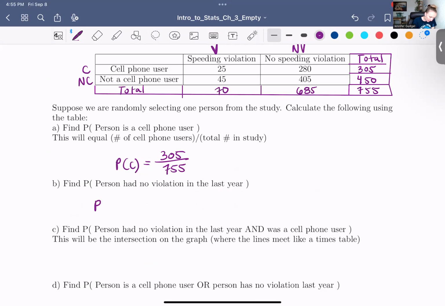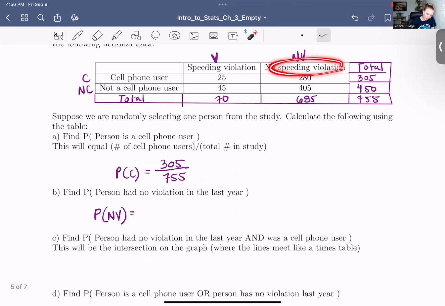The probability of finding a person that has had no violation. Well, that's the number of people who have had no violation out of the total number of people. So I'm going to go to my no violation. 685 people have had no violations, out of 755.